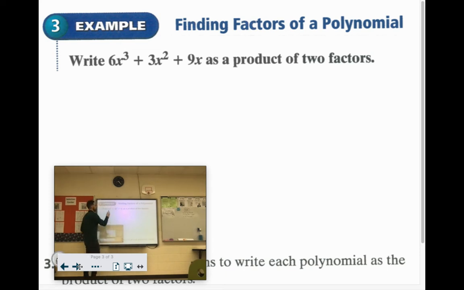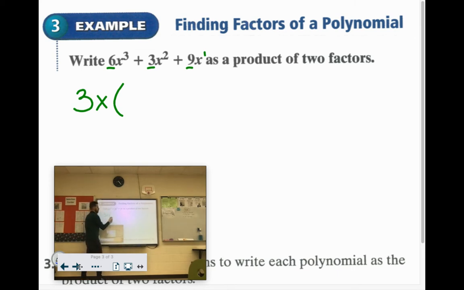So let's just look at the numbers. 6, 3, and 9. What goes into all three of those numbers? 3. Now, do they all have an x? Yeah, they all have at least x to the first power. So we're going to kick out a 3x. And then we're going to kind of go backwards from here. So this is like the opposite of distributing.